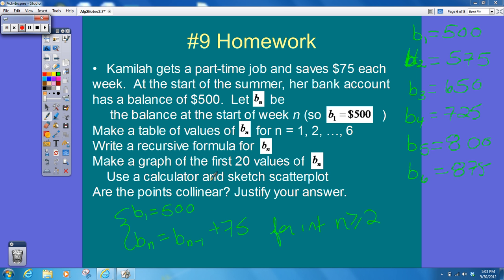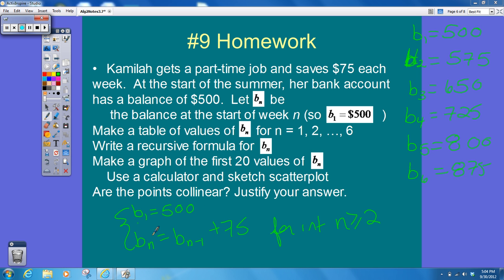Okay, we could graph this. We could graph all these points. 1, 500, 2, 575. We would do the stat plot. Anyway, we could plot these points, 1, 500, 2, 575, by using the stat plot that we did for the linear regression. They want to know if the points are collinear. We could look, but you should be able to tell. Yes, they are going to be collinear.